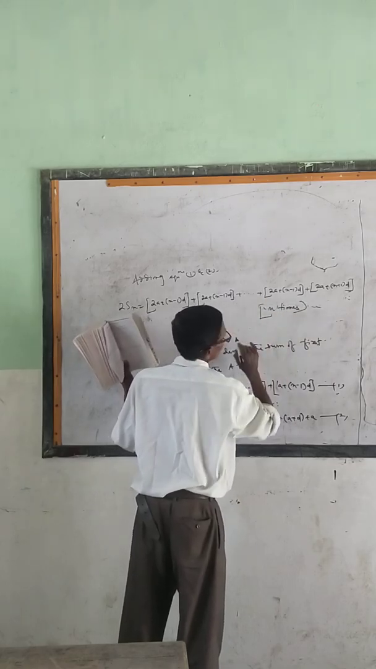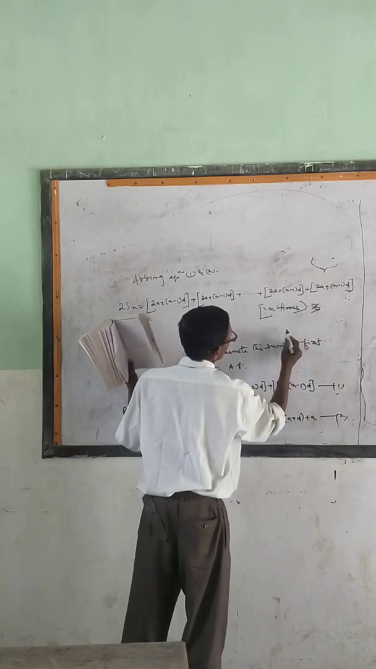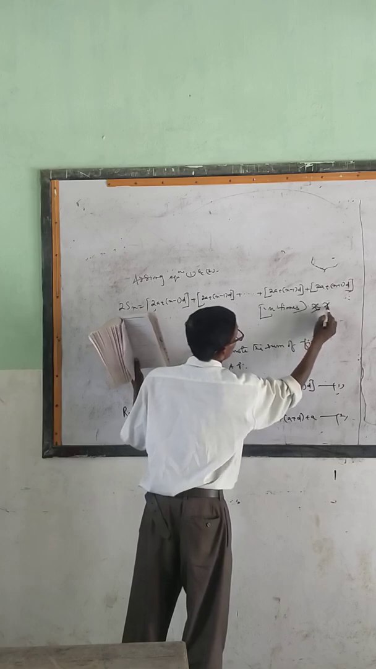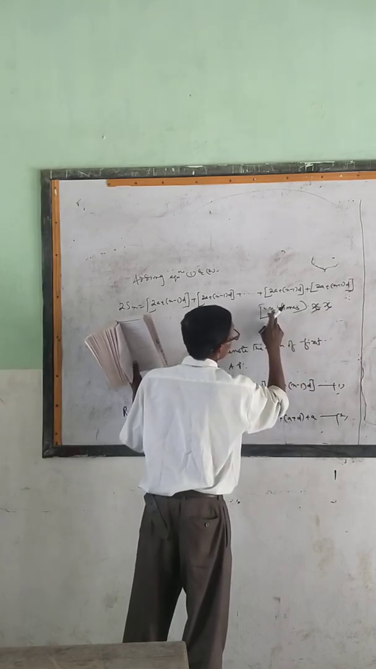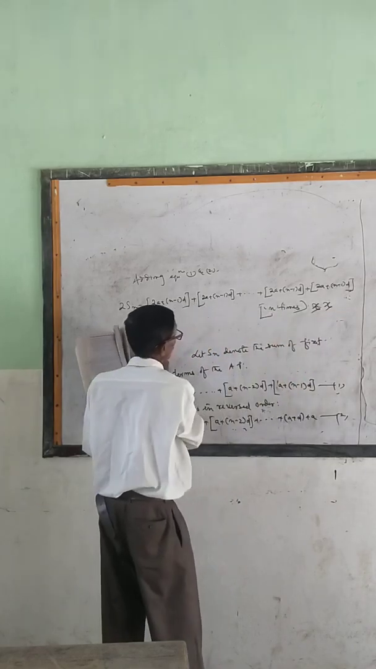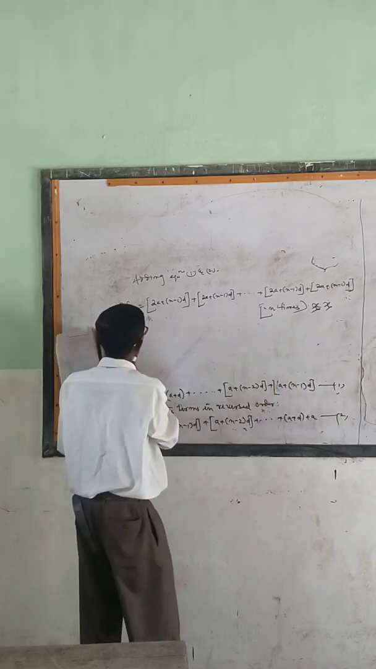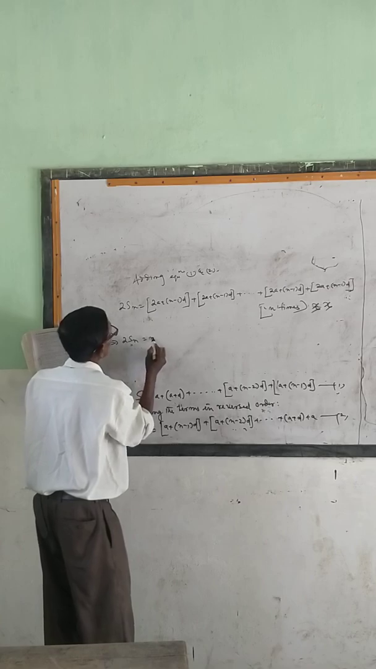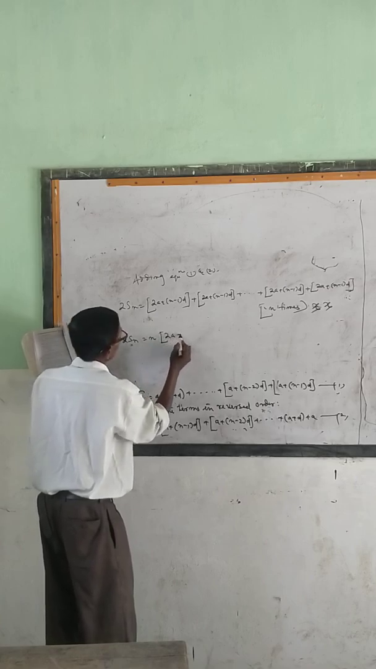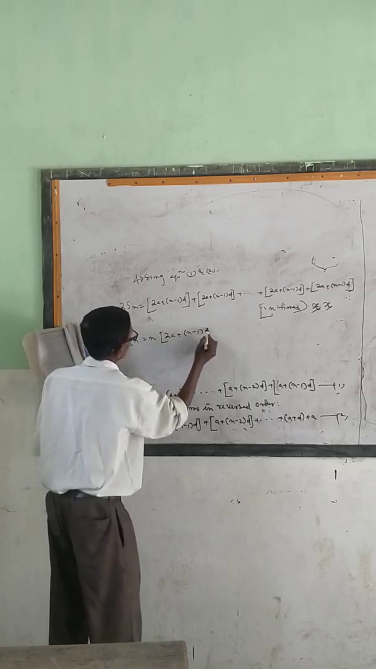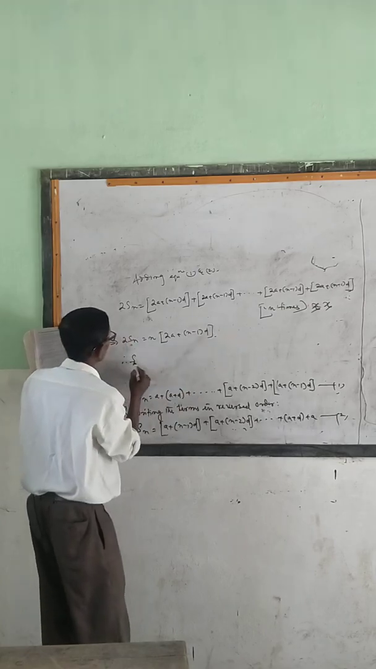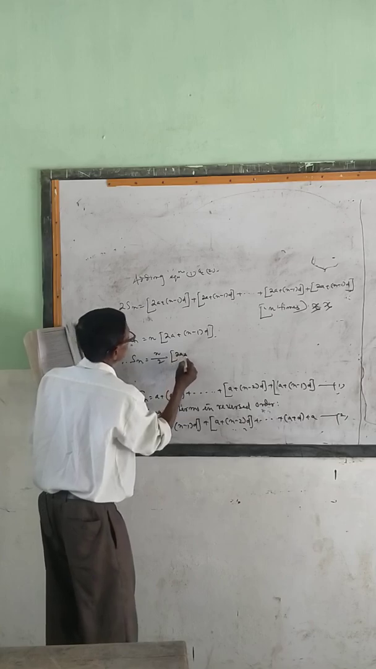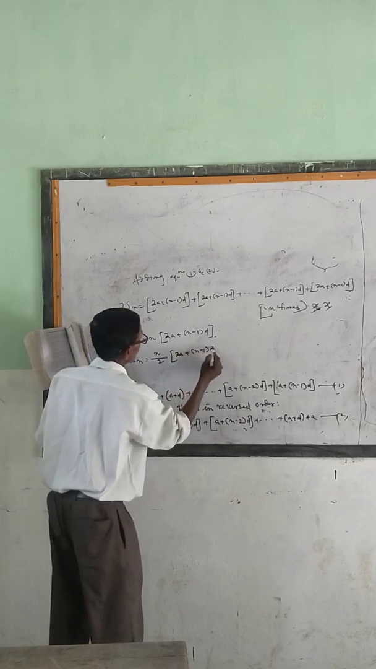Remember, this is not x. For me, x I write like this, and this is n. If there is no note, it will be treated as n, not x. So twice Sn is n times of (twice a plus (n - 1)d). Therefore, Sn equals n by 2 times (twice a plus (n - 1)d).